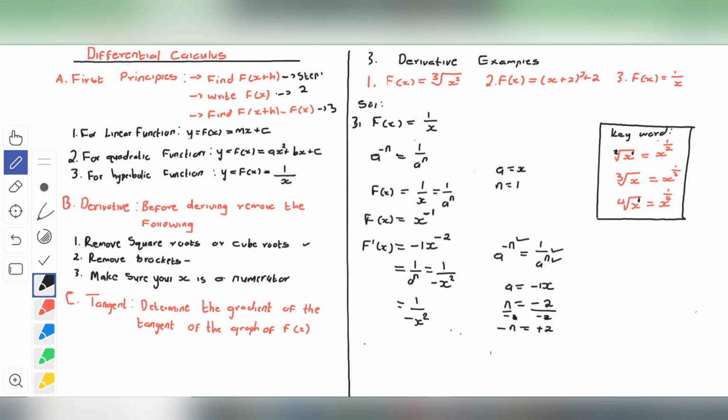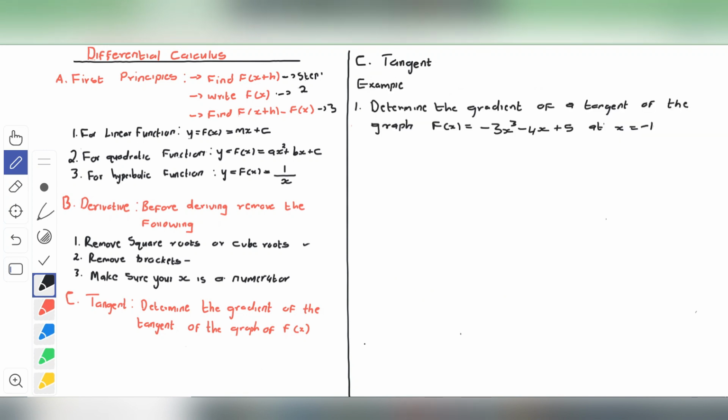And now let's talk about the tangent. Okay guys, now let's do the tangent. The question says: determine the gradient of a tangent of the graph f of x is equal to negative 3x cubed minus 4x plus 5 at x is equal to negative 1, right?